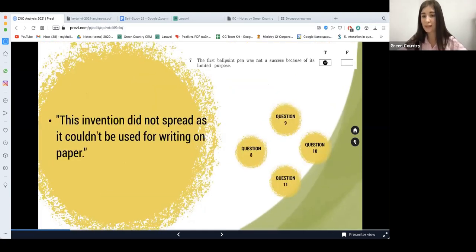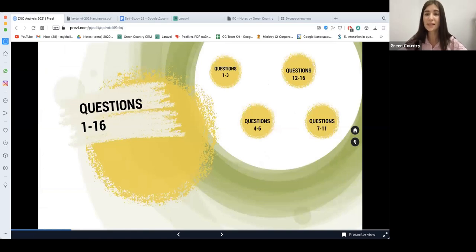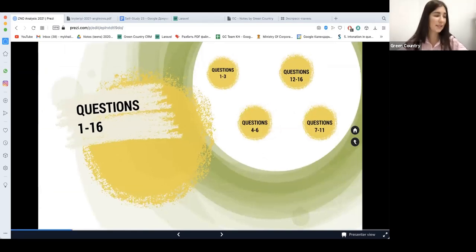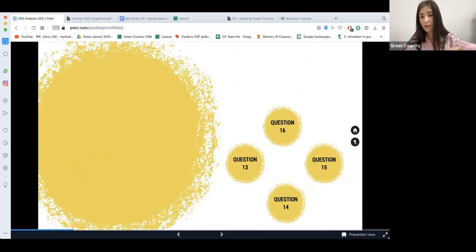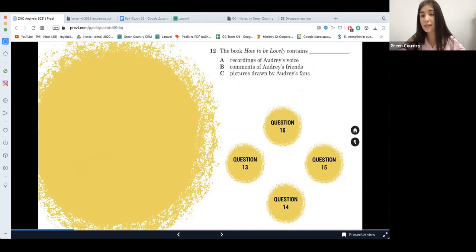Now let's move on to the last part of listening test, questions 12 to 16. This one is meant to be the most difficult part because we have five multiple choice questions. Each of them are aimed at checking your listening skills very deeply. So first, before we start listening, let's underline the keywords right here. Book How to Be Lovely contains. We can just underline How to Be Lovely contains. We don't need the word book because that's the book for sure.